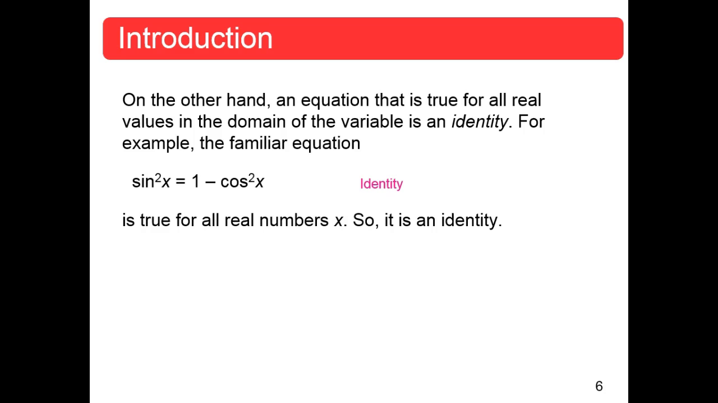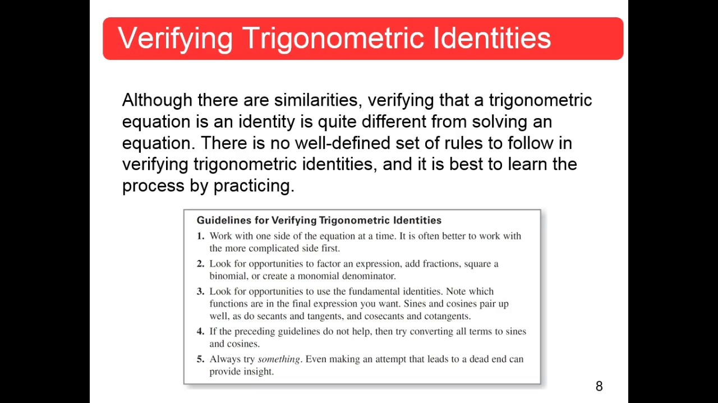So what we're going to be doing in this section is playing around with some identities, and basically verifying whether they're true or not. They're going to indicate they are, but we have to show that indeed they are. So that's what we call verifying trigonometric identities. Now, they say although there are some similarities, verifying a trigonometric equation is an identity is quite different from solving an equation.